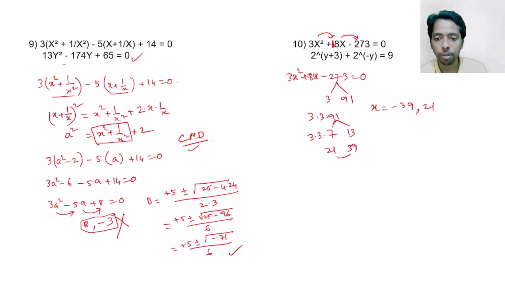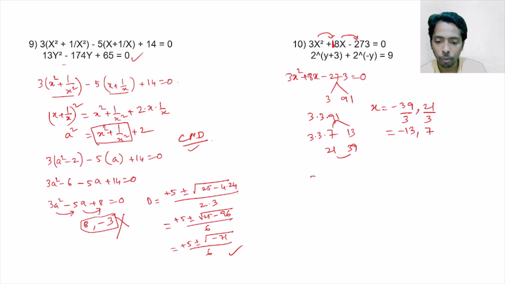And as you can see that the highest power of x contains a coefficient, that is 3, so we have to divide both these factors by 3 to get the actual roots, that is minus 13, and this is 7. These are the roots of x.